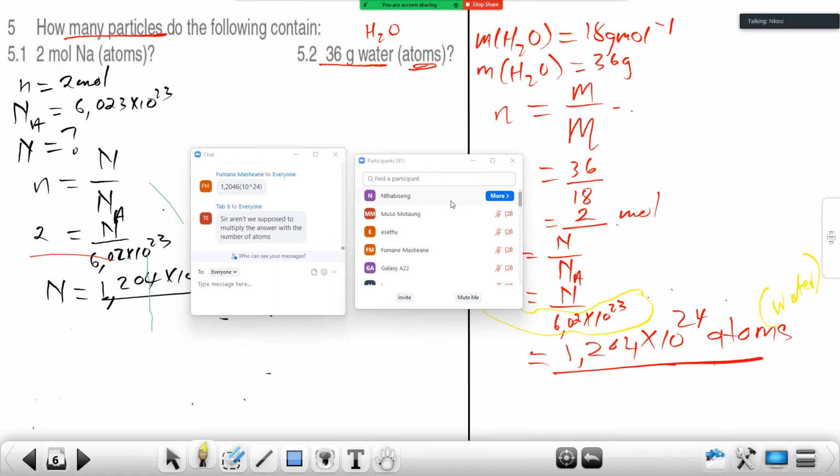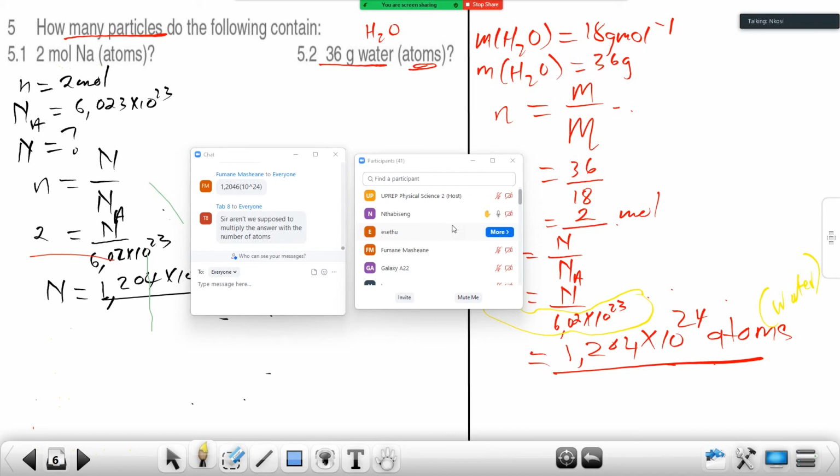Ntabiseng? Sir, is it a necessity for us to specify whether we are calculating the number of atoms, even though the question already said atoms? And must we show that the calculations at 5.2 we calculated the number of moles? Is it necessary? Do we have full marks on that one?